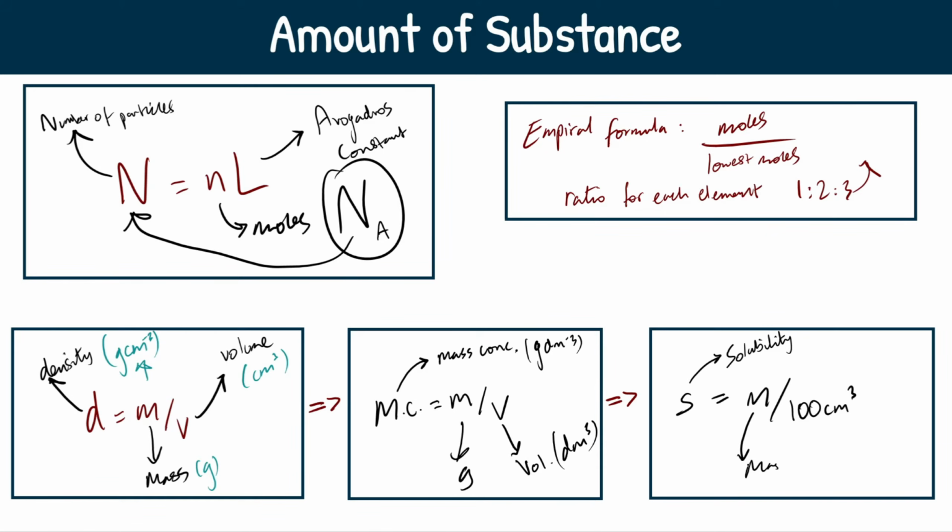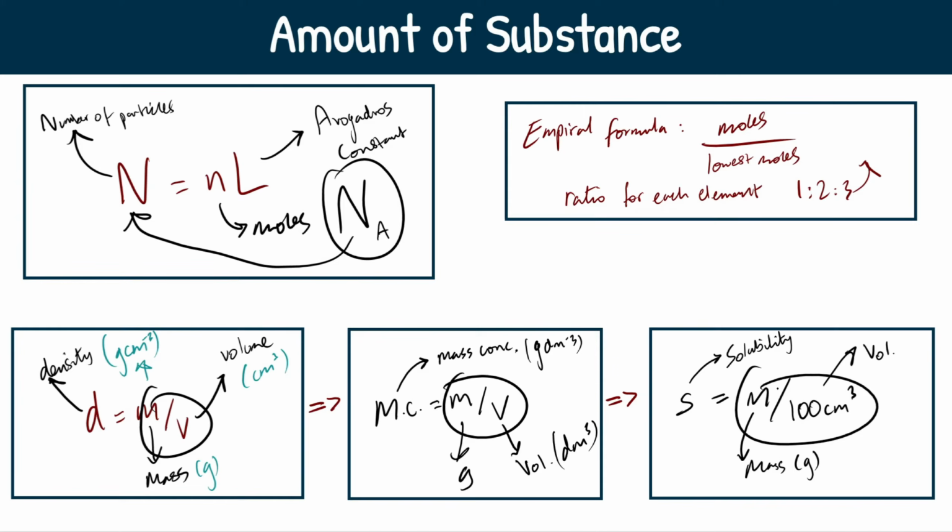M is going to be mass again, and this is going to be in grams. And then the volume is this, but it's fixed. Now, the standard unit of volume for solubility is 100 centimeters cubed, but this may change. So just keep your eye on the specific question and see what's going on. As you can see, everything falls back to density equals mass over volume. So all of these are mass over volume in each case. It's just slightly different caveats depending on the type of equation you need to use for the very specific question you're given.